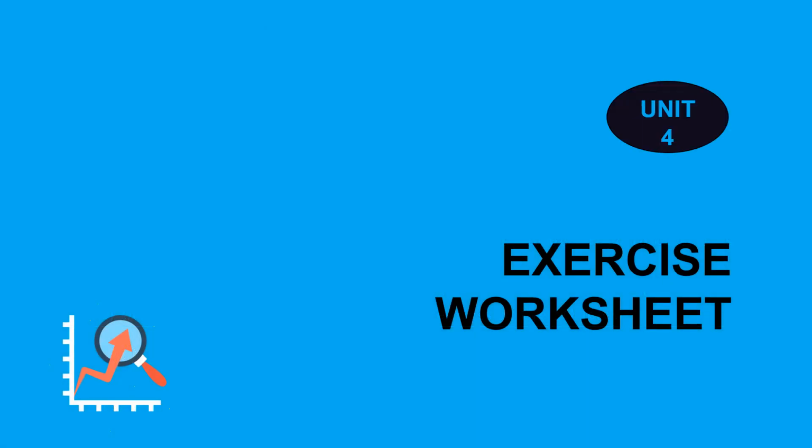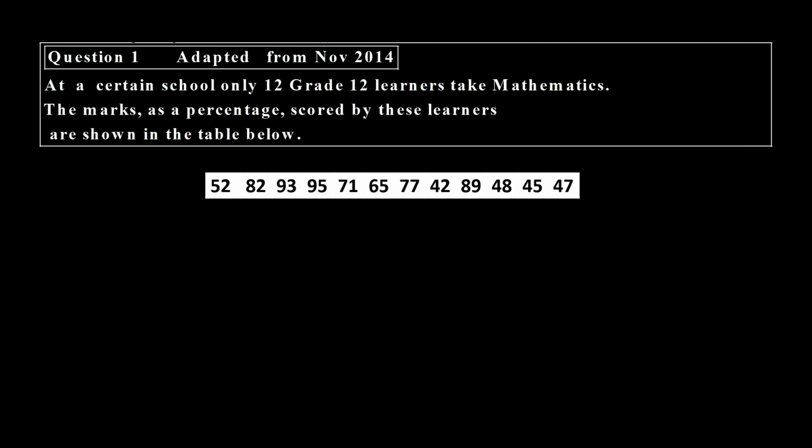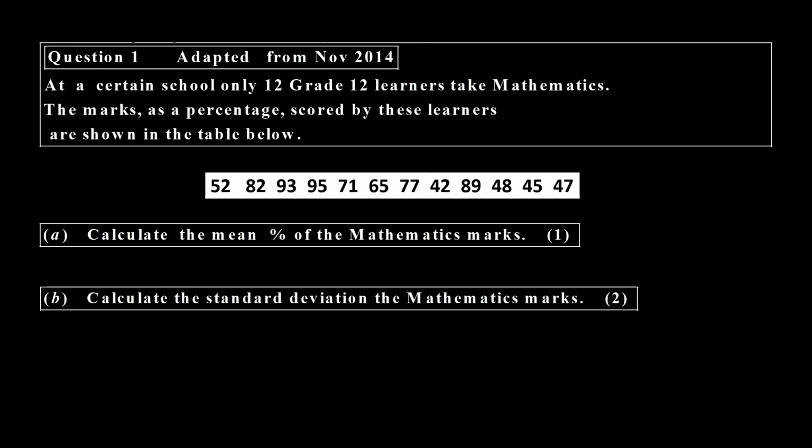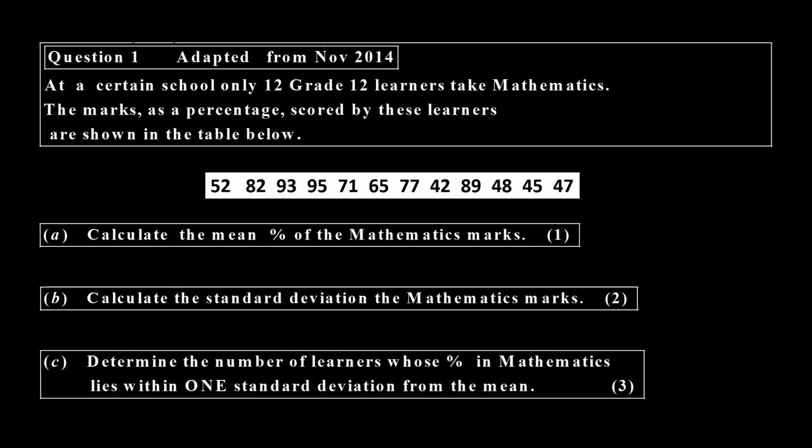Now let's look at the exercise worksheet. I've actually taken examples from previous external DBE question papers. Let's look at the first question here. This is a question adapted from the November 2014 paper. Just adapted it somewhat. There we've got the percentages of grade 12 learners, and you have to calculate the mean. Then you have to calculate the standard deviation, and then there's a question about one standard deviation from the mean. Read the question carefully.